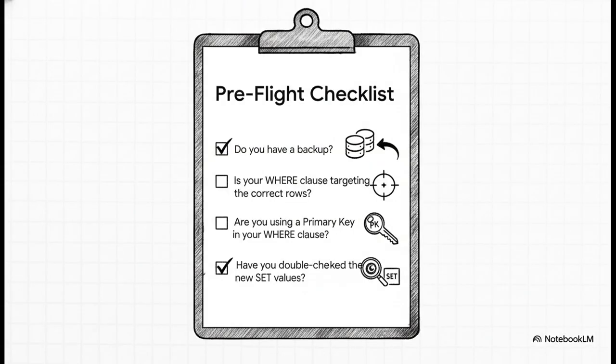That's why having a mental checklist is so incredibly important. Think of it like a pilot's pre-flight check. Before you execute, ask yourself these questions. Do I have a recent backup? Is my where clause absolutely positively targeting the right rows, and am I using a primary key? And finally, have I looked at the new values in my set clause and made sure they're correct?